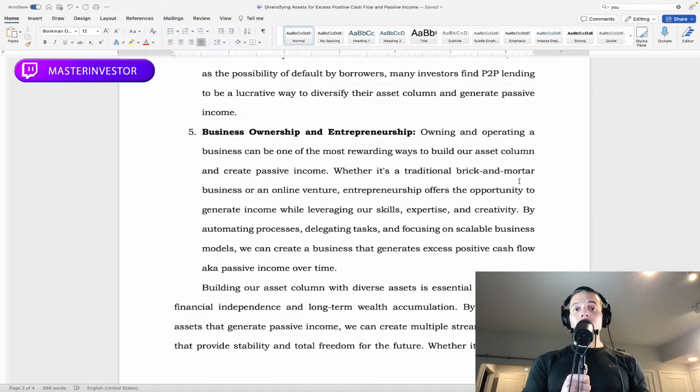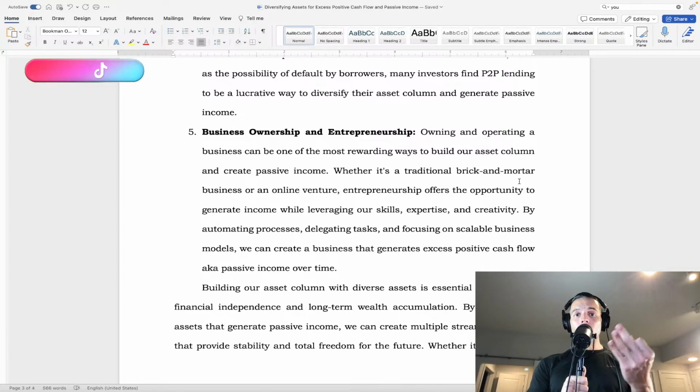And of course, work on the 4 pillars of an extraordinary life: health, wealth, love, and happiness.